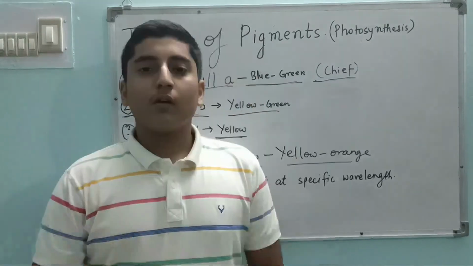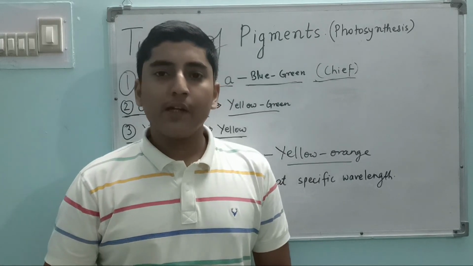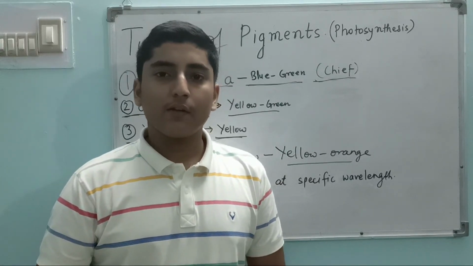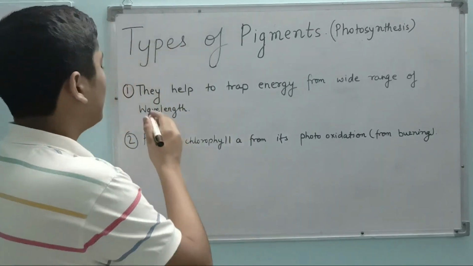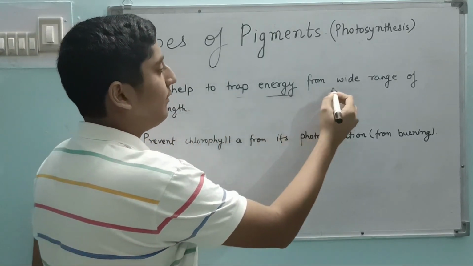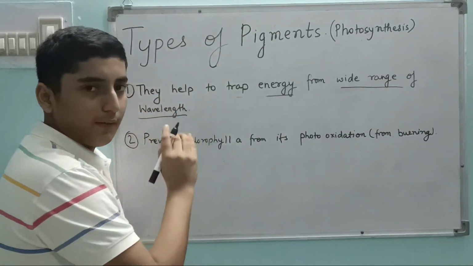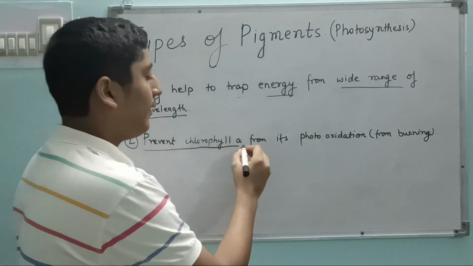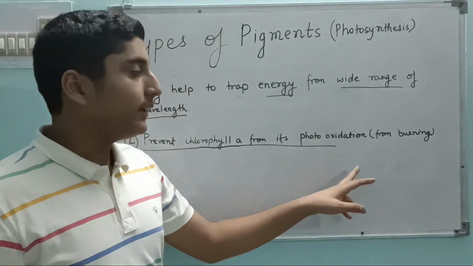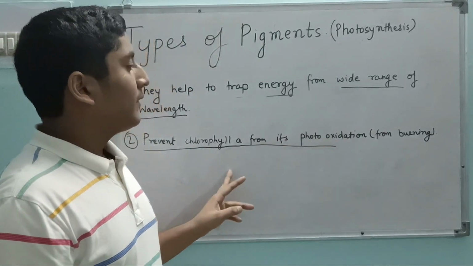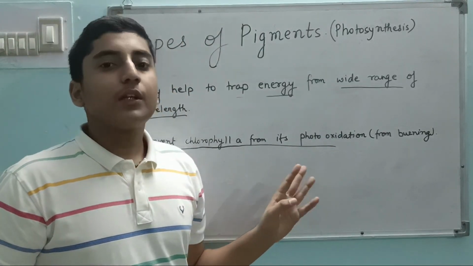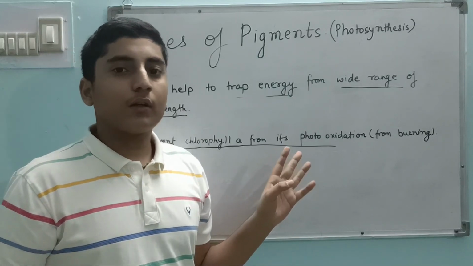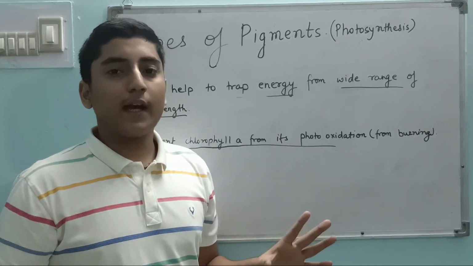the sunlight. What are the uses of chlorophyll B, xanthophyll and carotenoid? The first use is they help to trap energy from a wide range of wavelengths, and the second use is they prevent chlorophyll A from photooxidation, meaning from burning. So these were the uses of chlorophyll B, xanthophyll and carotenoid.